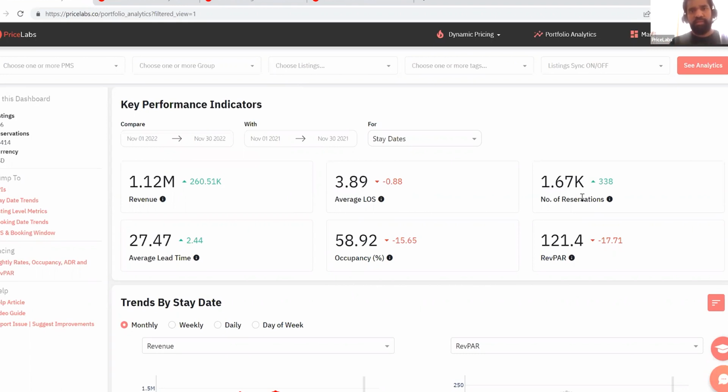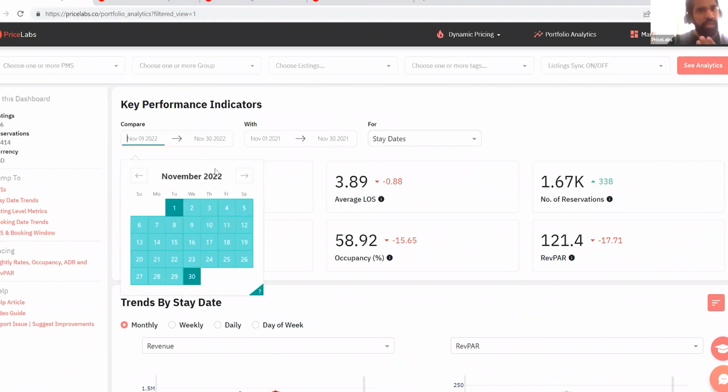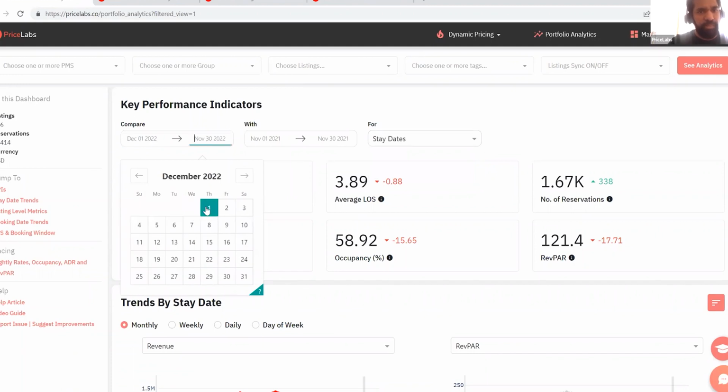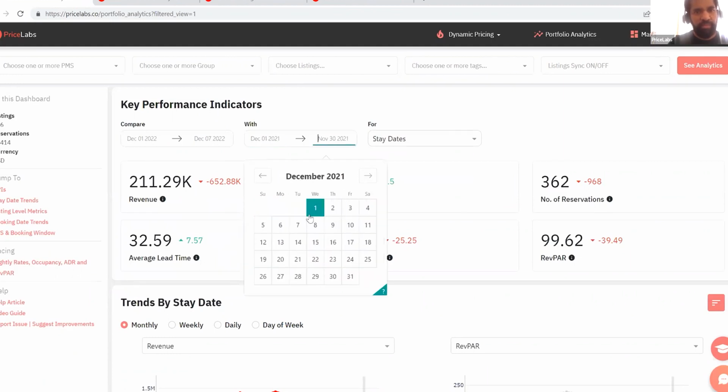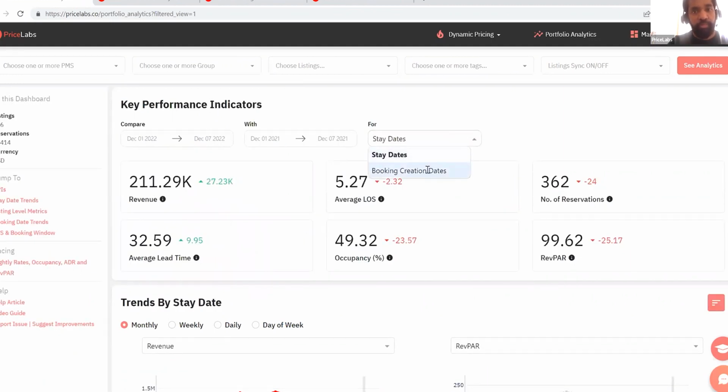The other thing that you may sometimes want to look at is booking creation dates. Sometimes you go, oh, I wonder if this November or this first week of December is slower than last year. You can quickly see December 1 to December 7, the first 7 days, compared to last year's December 1 to December 7, by booking creation dates.